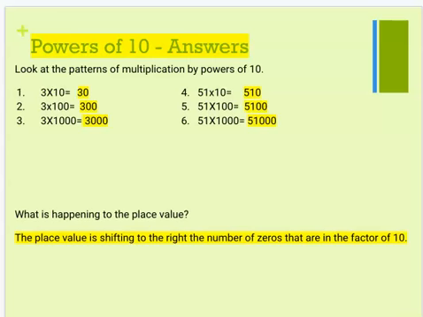So the place value is shifting to the right the number of zeros that are in the factor of 10 in the problem. So with 3 times 10, there was 1 zero, and it shifted to the right 1 to go from 3 to 30.